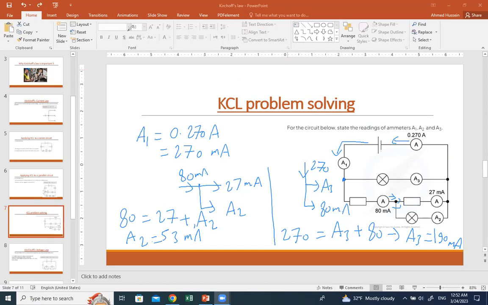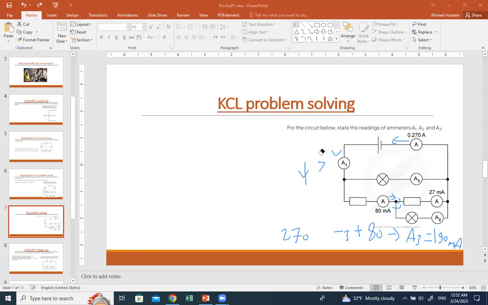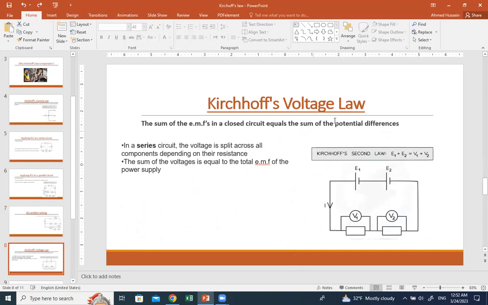Now, let's go to the second law. Firstly, we will remove what we wrote. Remember, physics is not about memorizing information. Physics is about understanding the physical situation and using the right formula or the right description for the problem. The voltage law, or the second law, states that in any closed loop network, the total EMF is equal to the sum of the potential difference drops.